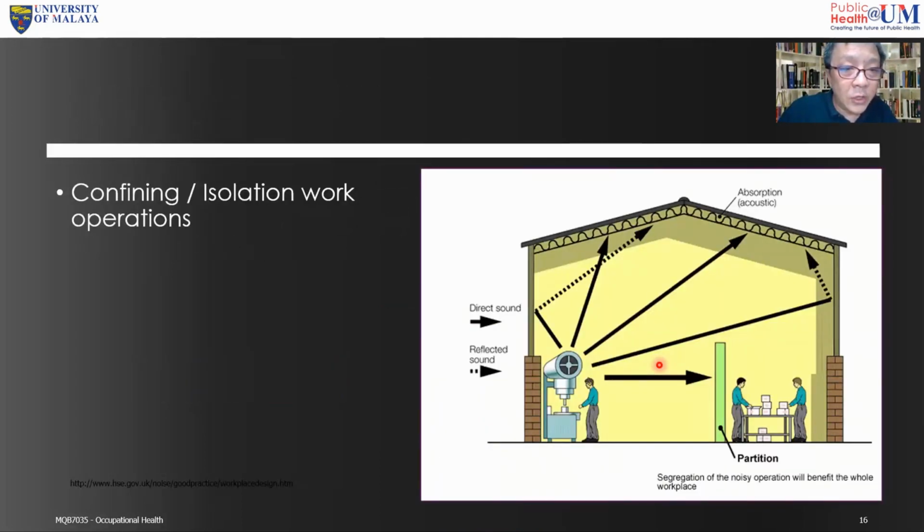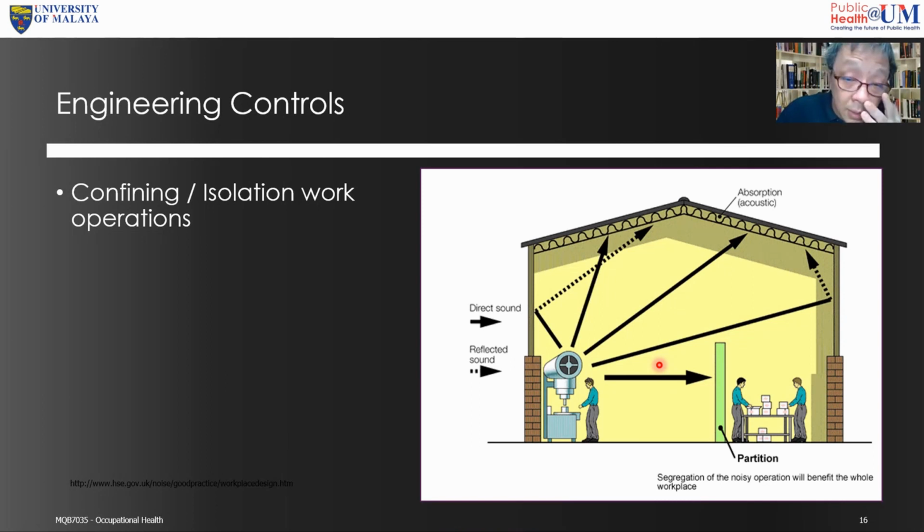Another example is confining or isolating noisy processes, basically using sound barriers. You can have both absorptive material and reflective material. So the sound barrier is an important component. You separate the noisy area from the quiet area by using either material to absorb the sound or to reflect the sound.